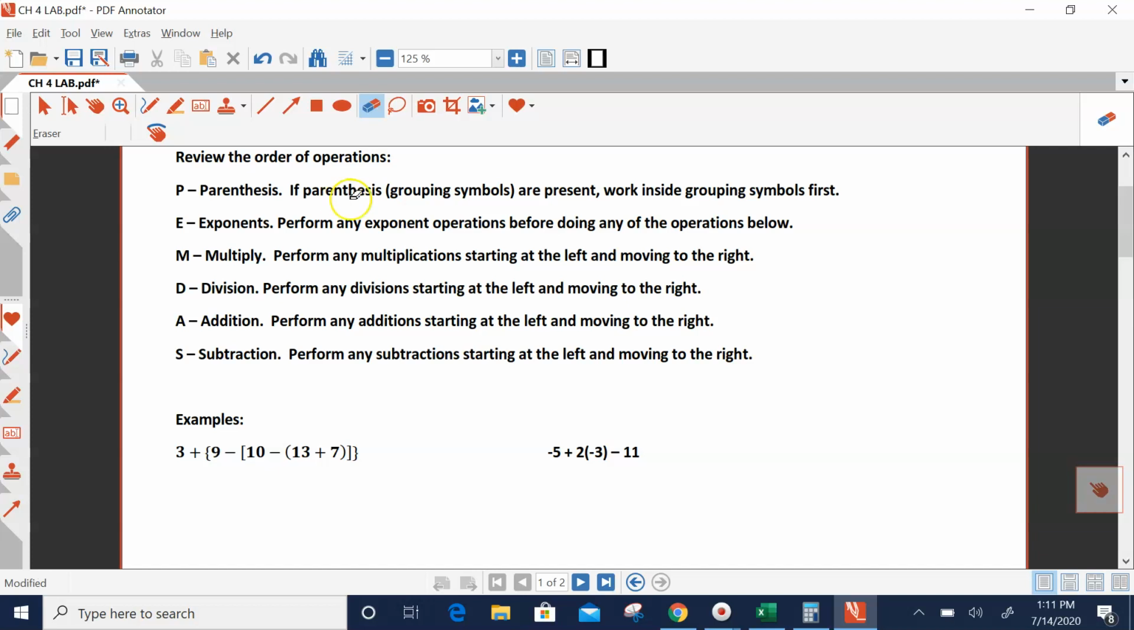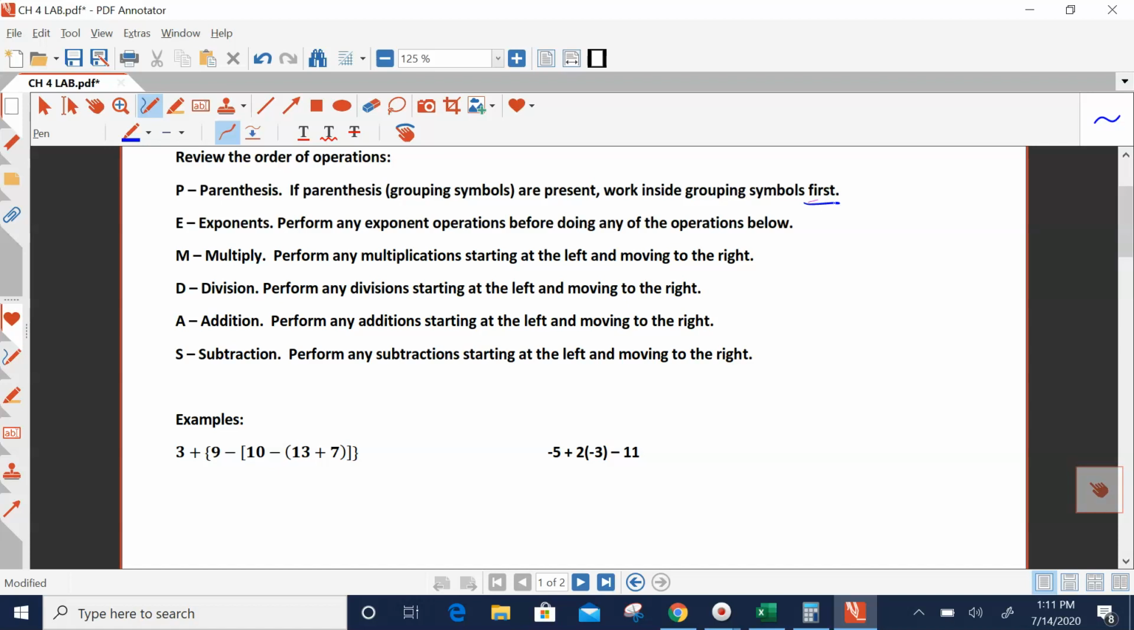If you have grouping symbols or parentheses present, you should always work inside grouping symbols first. Oh, let's go with a little pink. All right, so first, come on, pen, work with me. Okay, work inside grouping symbols first.